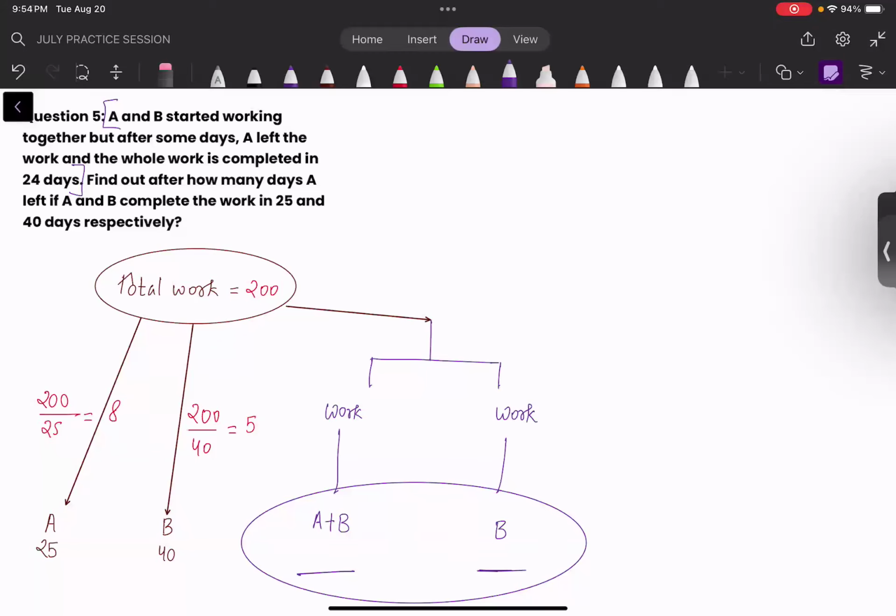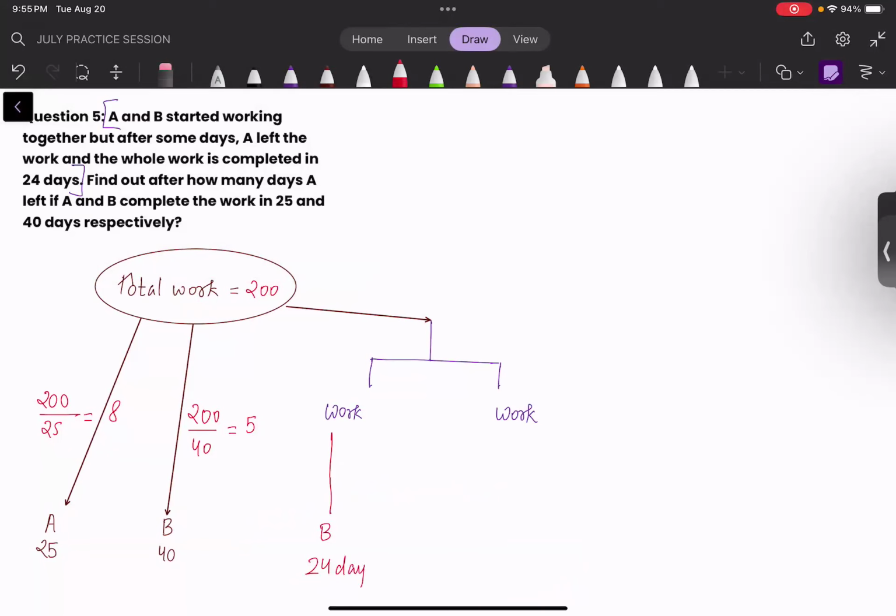Overall, they have worked for 24 days. So, who has worked for 24 days? Will you say A? No. A has worked for less than 24 because he left. But B has worked for 24 days in this situation, yes or not? Carefully answer. Yes? Okay, so let me say this way. Although the situation is this only, I'm calculating in a little bit different way. I am calculating this way that B has worked for 24 days overall.